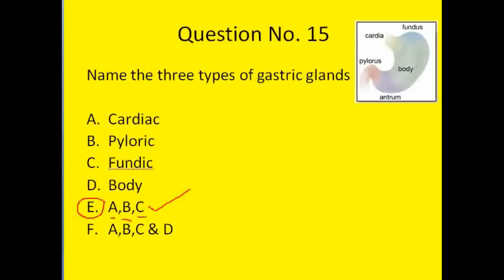Name the three types of gastric glands. They are cardiac, pyloric, fundic. These are the three. Okay.